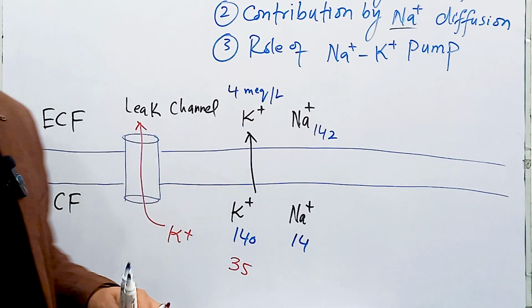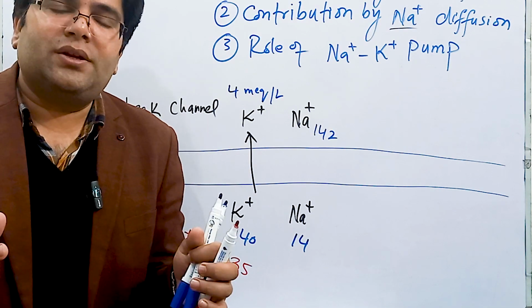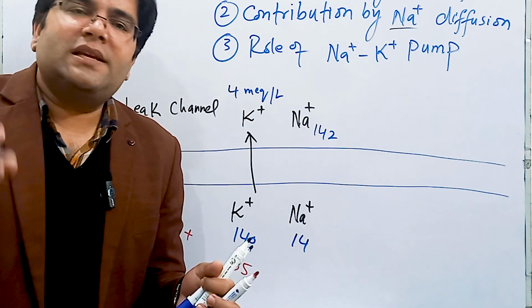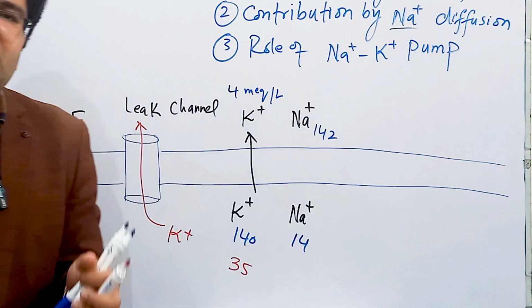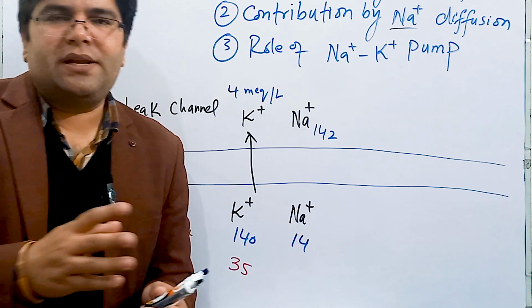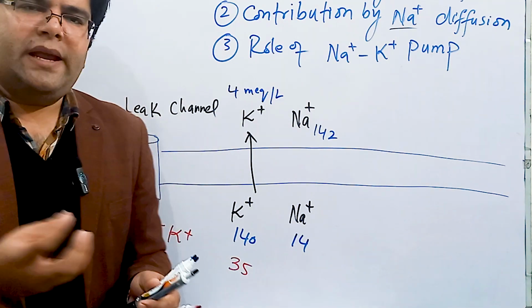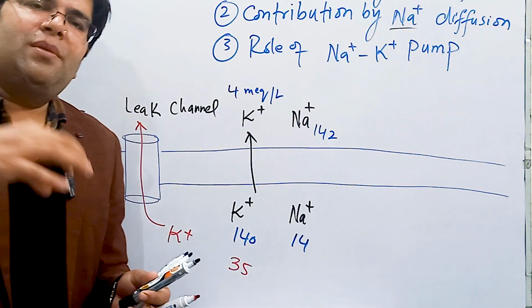Why do we call it a leak channel? Because it does not have a gate. It's open all the time. There is another type of channels in our body which are called gated channels, either ligand gated channel or the voltage gated channel. Ligand gated channels open when some chemical binds to them.